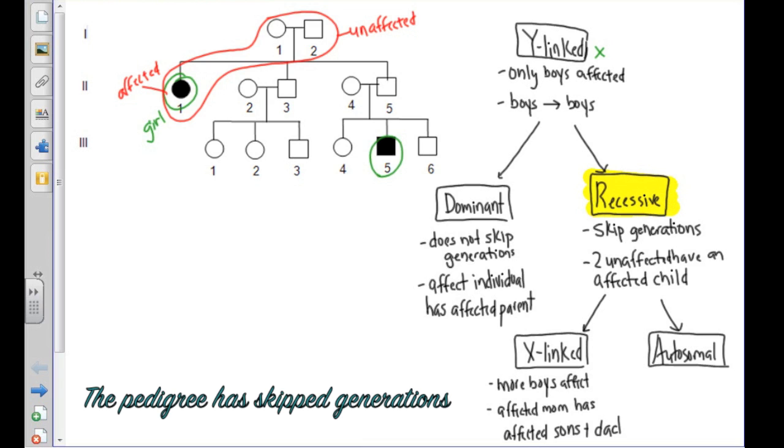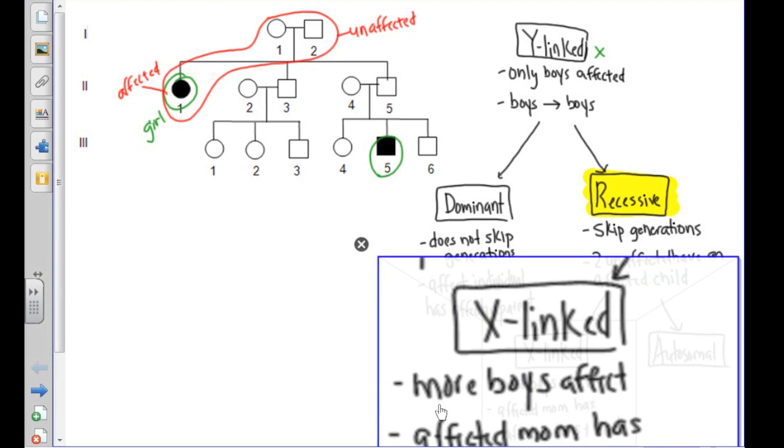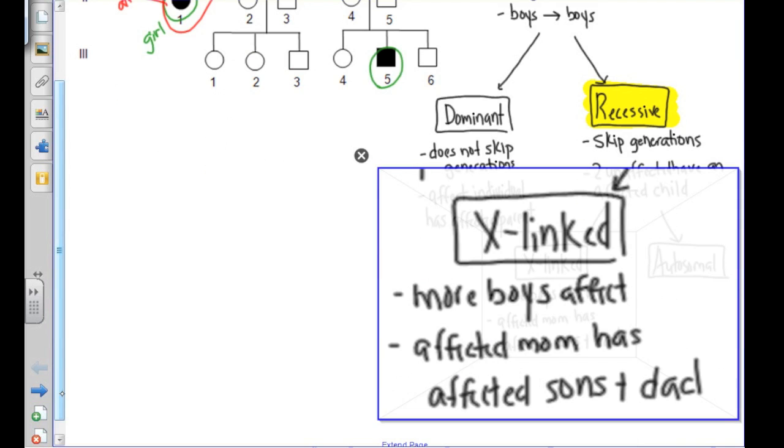The pedigree definitely has skipped a generation. It skipped individuals 1,1 and 1,2, but individual 2,1 is affected. Because our pedigree is recessive, we can now move on to determine if it's X-linked recessive or autosomal recessive. Don't forget, if a characteristic is X-linked recessive, which is what we always check first, more boys than girls need to be affected. Also, an affected mom has an affected father as well as all affected sons.